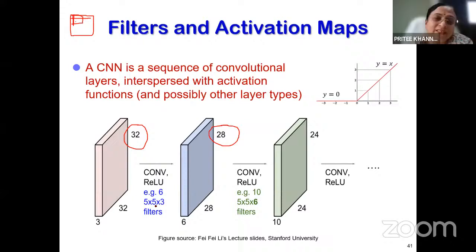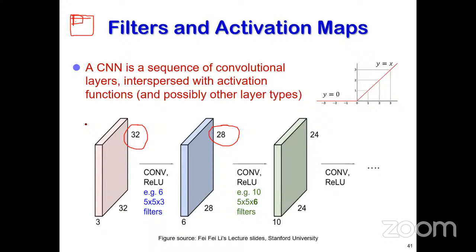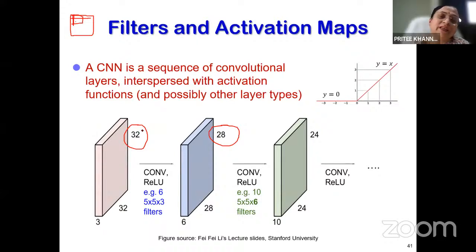When you are applying this filter here, your filter is a 5 cross 5 filter. So now 2 pixels left and 2 pixels top, similarly 2 pixels bottom and 2 pixels right, are not going to participate. And that is why the size of the output is going to be decreased.